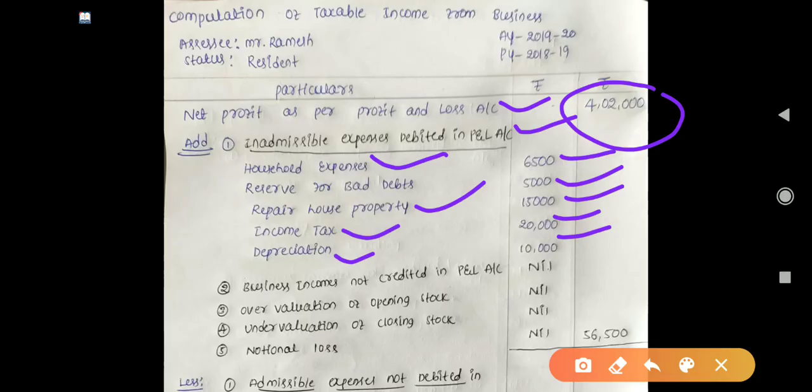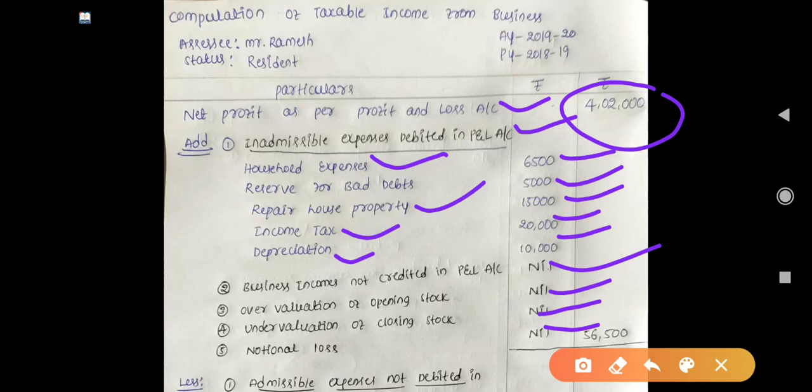And then second: business incomes not credited in the profit and loss account. If any business incomes are not recorded on the credit side but are given in the adjustments... the adjustments given to us are 2, and none of them is income related, so that is taken as nil. Then over valuation of opening stock is not there in the question, so it is taken as nil. Under valuation of closing stock is also not there, so it is taken as nil. And lastly, notional loss is also not there, so you consider nil.